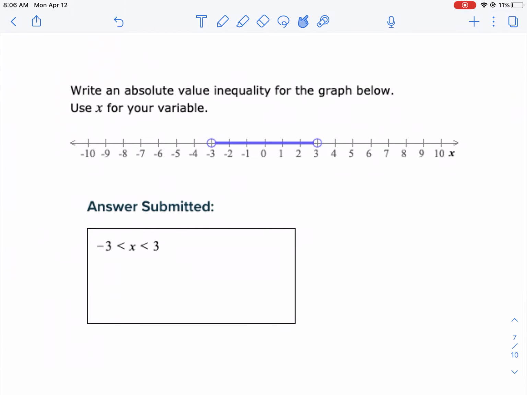Now in this question, you did the compound inequality right, but I didn't ask you to write a compound inequality. I said absolute value. So it should mean the absolute value of x is less than 3. Problems with absolute value have to have an absolute value symbol in them.